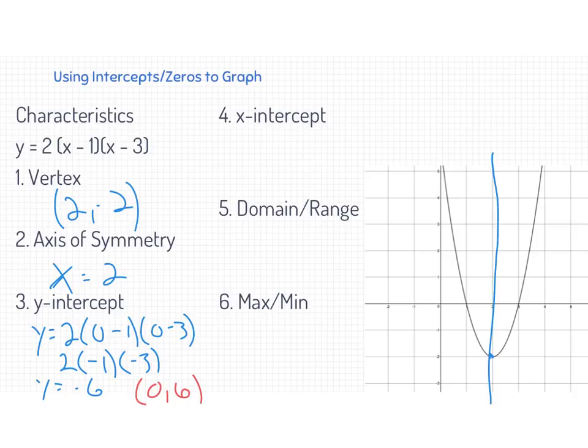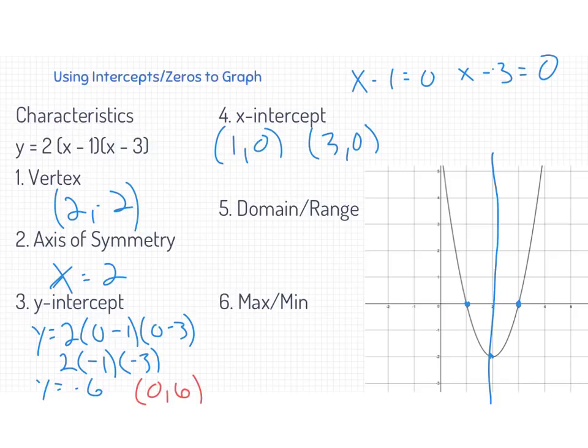All right, and our x-intercepts are a little easier to see. They're right here. And they also come from our x minus 1 equals 0 and x minus 3 equals 0. So solve and you get (1, 0) and (3, 0). Notice on the x and y intercepts, I always write them as coordinate points.